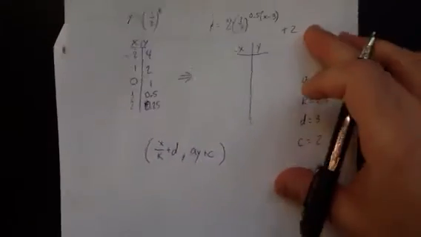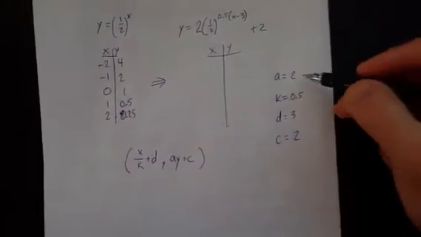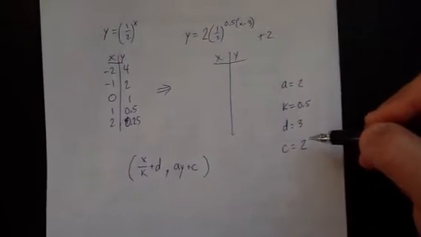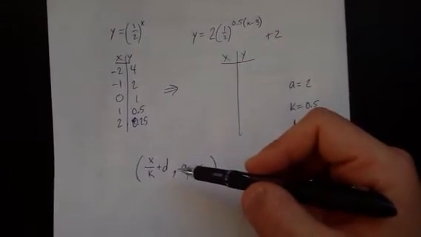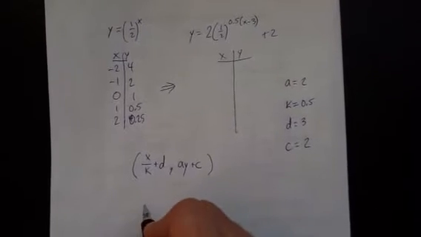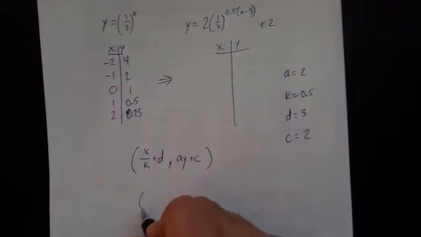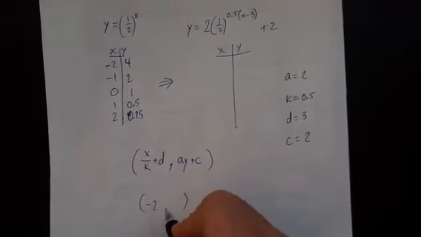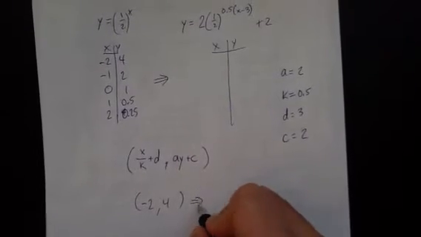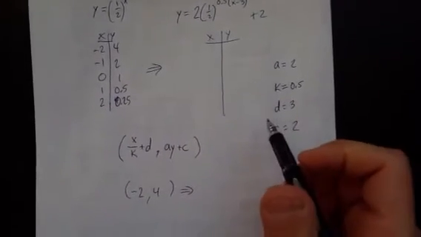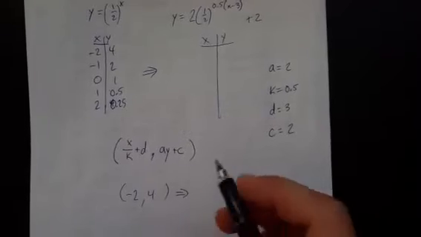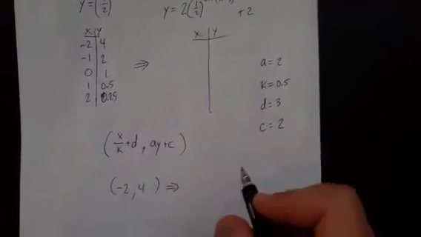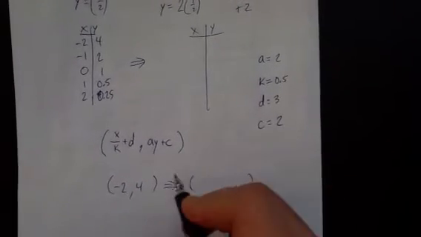So if we go to graph this using our A, K, D, and C values all in one shot for each point, let's see what happens. Let's take, for example, the point -2, 4. What does the point -2, 4 become after you've done all the transformations? So -2, 4, well, that point becomes this.